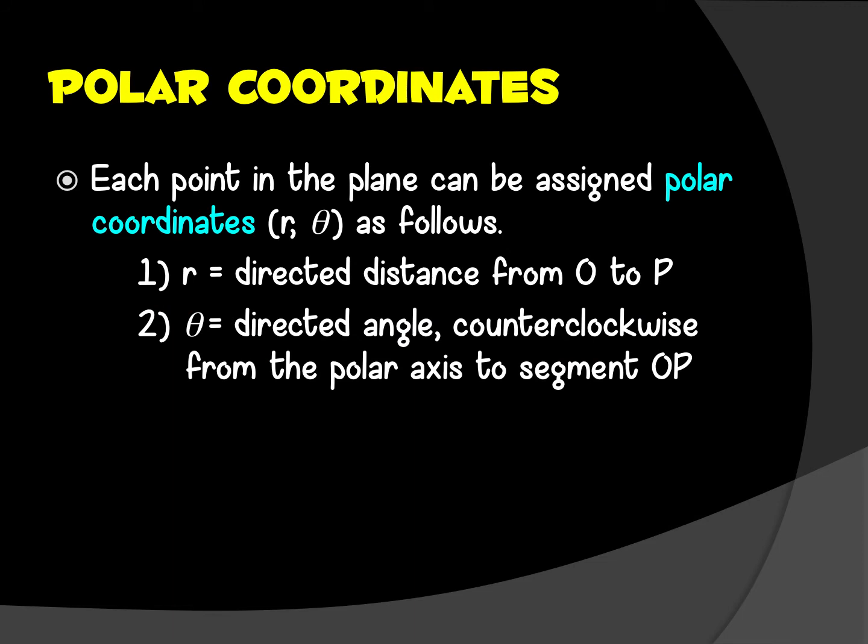So each point in the plane can be assigned what's called polar coordinates, and instead of it being x, y, it is r, theta. The r is the directed distance from 0 to P, which is also known as the radius, and theta is the directed angle. It goes counterclockwise, just like we're used to, from the polar axis to the segment. So r, radius, theta, angle, and these angles will be given usually in radians. I will give them to you in radians, but if you look up practice on the internet, sometimes they give it to you in degrees. Just know that's the same thing.